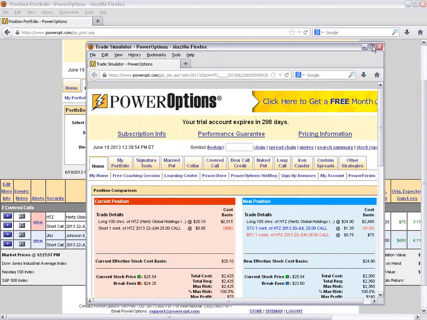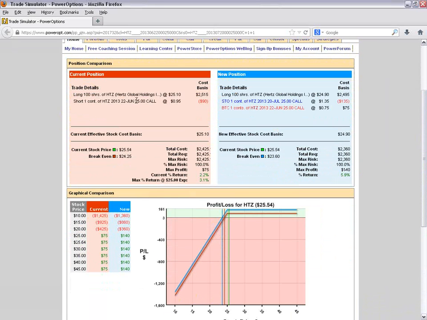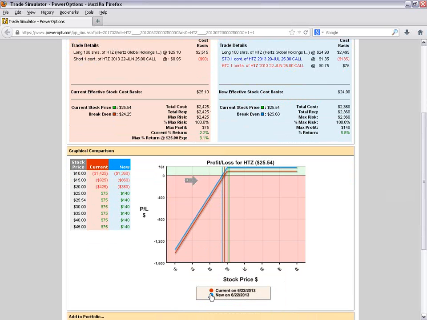Now, the simulate trade feature is a side-by-side comparison. Over on the left in red is my current covered call on HTZ, Hertz Global, stock at 25.10, sold the June 25 call for 95 cents. Our current return went up a little bit from where we saw in the portfolio. It's up to 2.2% now. I think it was 1.8. And then I've got a max return of 3.1% if we're assigned. And down below on our profit and loss chart, that's shown in red as well. So here's our hockey stick graph of my current covered call.